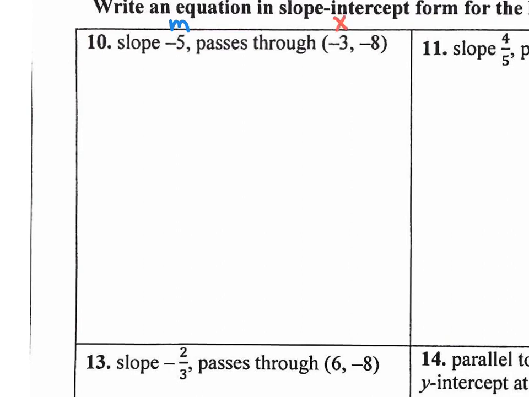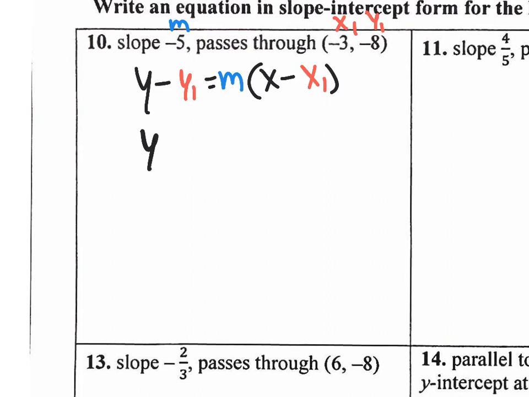Number 10, the slope is negative 5, so they straight up give you that slope, and it passes through this point, x value, y value, 1, 1. So they give you a point, they give you a slope. Let's use the point slope form. Y minus y1 equals m parentheses x minus x1. Again, when you use this, I recommend rewriting everything that's in black and leave everything else blank.